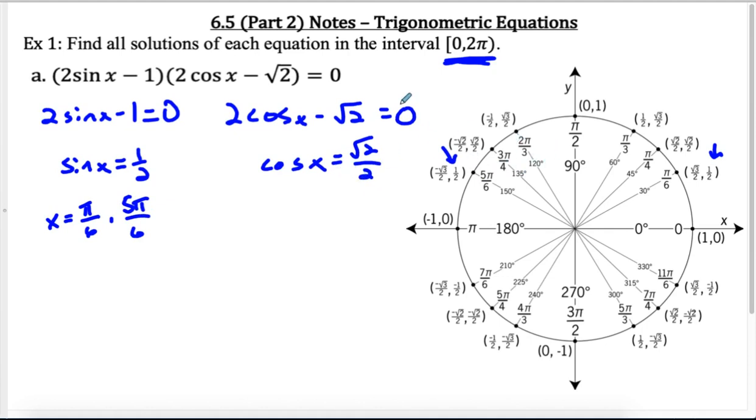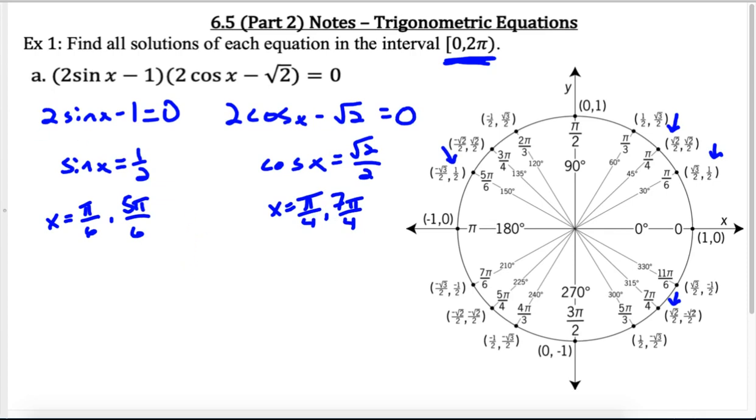Then for cosine, I want to see where cosine is the square root of 2 over 2. Cosine is the x value on the unit circle, so that would occur here and here. So pi over 4 and 7 pi over 4. Okay, and for the same reason, if I were to add 2 pi, I would be outside of this 0 to 2 pi range. Okay, so this equation, this function, has 4 solutions. Pi over 6, 5 pi over 6, pi over 4, and 7 pi over 4.